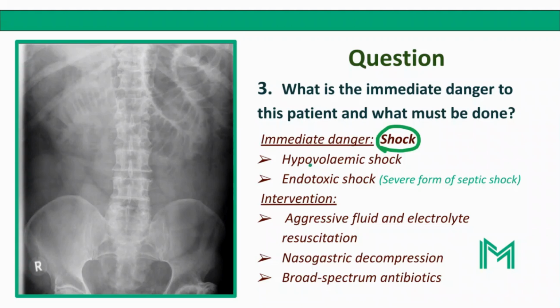They also can have what we call endotoxic shock, which is a severe form of septic shock, because as fluid pools within the abdomen, it can lead to dilation of the lymphatics and translocation of bacteria into the circulation and can cause endotoxic shock, which is a very severe form of septic shock and is very dangerous to the person.